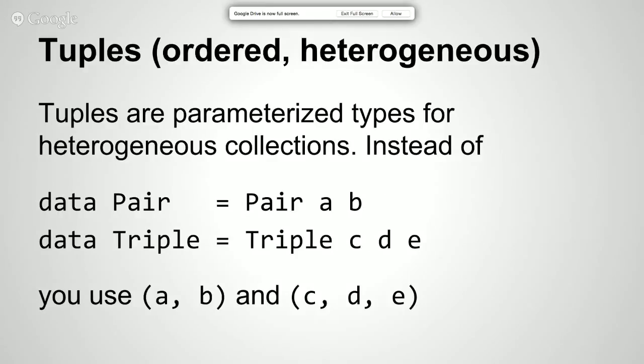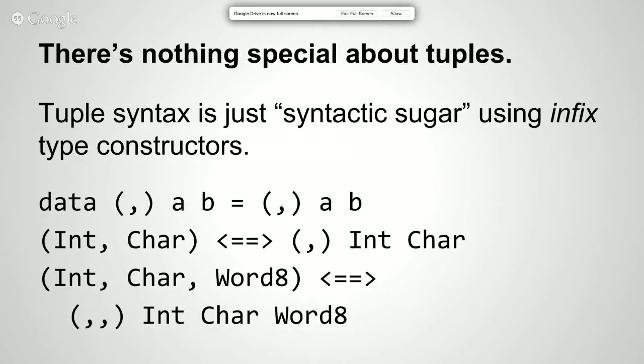Tuples are pairs and triples and tetrads, I guess, or quadruples. I don't know what you call them. And instead of creating a pair or a triple type, you just have the tuple syntax at the bottom. A, B is the type that holds an A and a B. C, D, E is the type that holds a triple. And there's nothing special about tuples. This is just syntactic sugar.